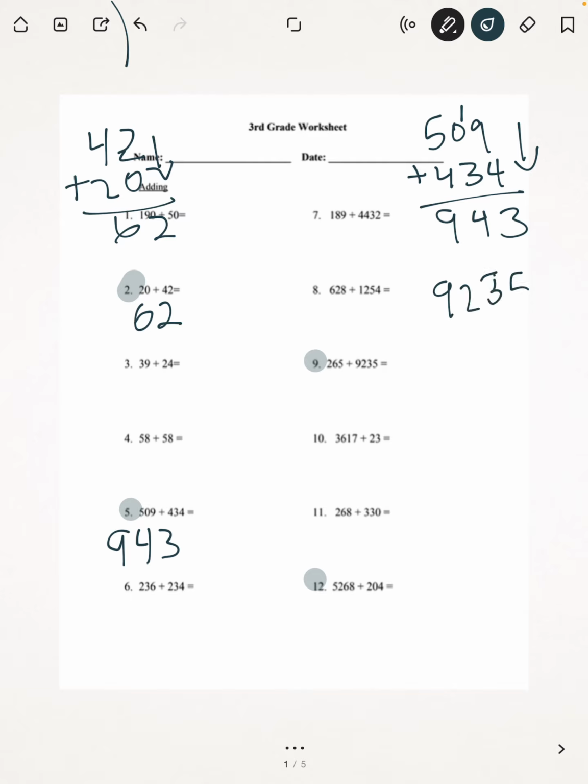9,235 plus 265. I wrote it wrong, sorry. That's it.